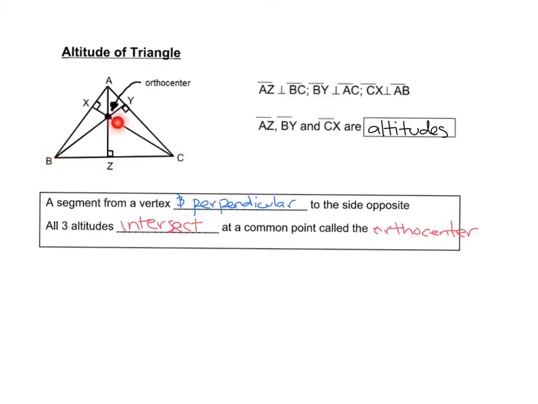Then you got BY perpendicular to AC. Then you got CX perpendicular to AB. So that's why we have those 90 degree angles marked there. AZ, BY, and CX are all called altitudes. Another thing here is altitude represents the height of a triangle. You guys remember area of a triangle, base times height divided by 2. To have the height of a triangle is basically being able to find the altitude of it.